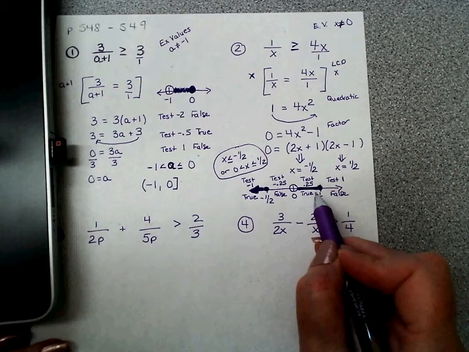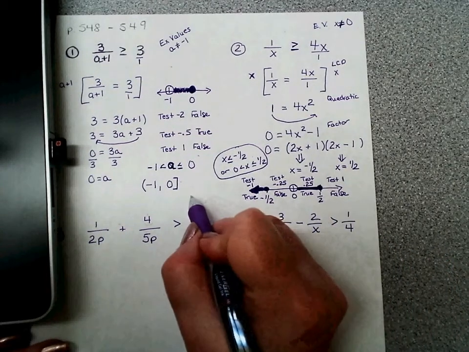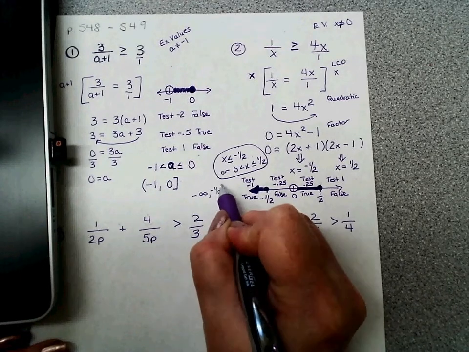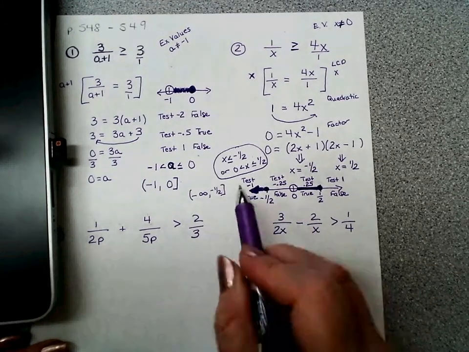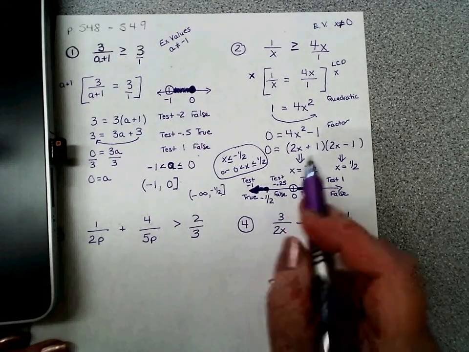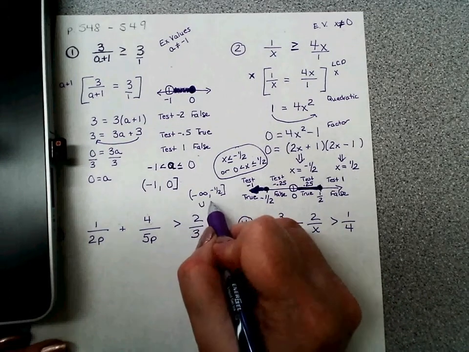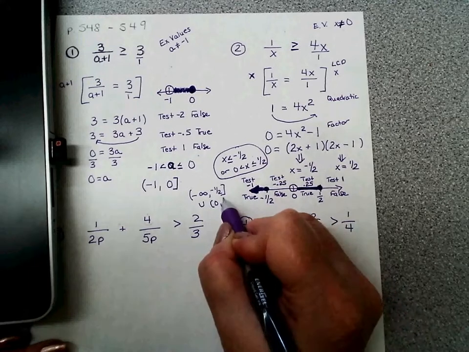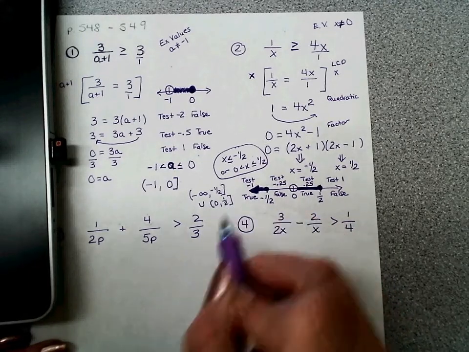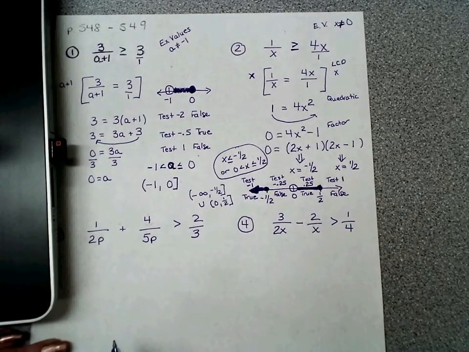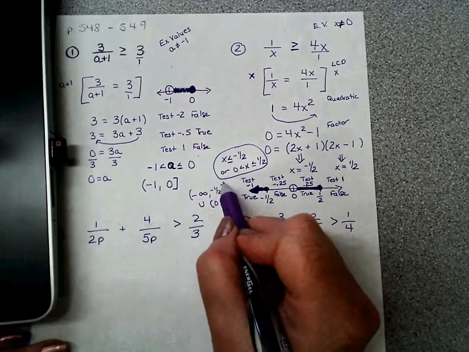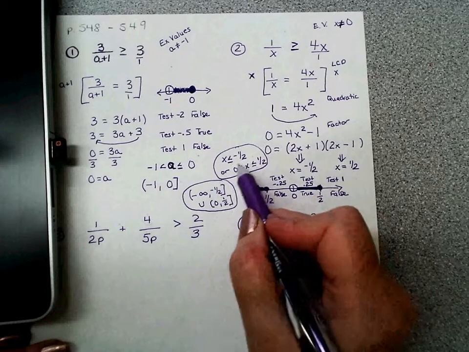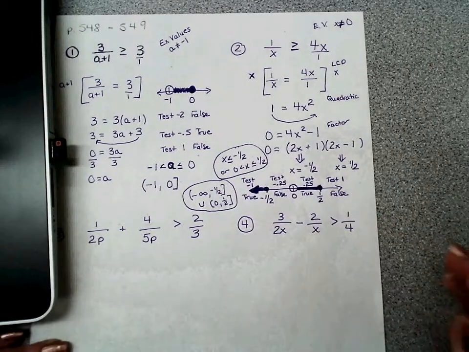Now we're going to write it in set notation. We read from left to right, negative infinity to negative 1/2, bracket, because negative 1/2 is closed, unioned with 0, which is a parenthesis, to 1/2, and 1/2 is bracketed because it actually includes 1/2. And so my answer to problem 2 is that one of those three.